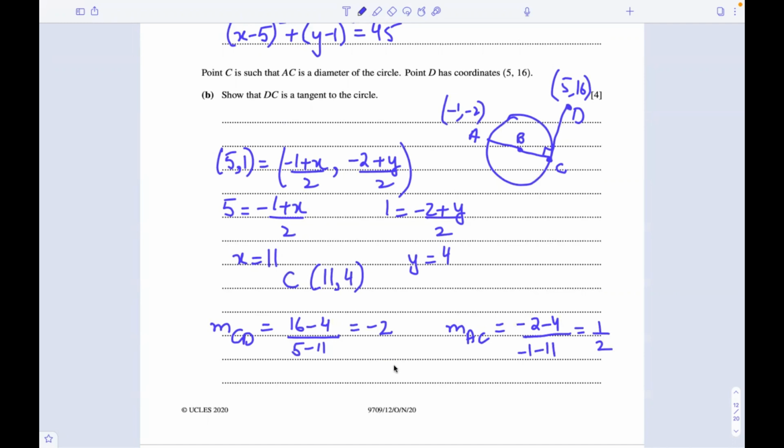Now, as we have the two gradients, to show that they are perpendicular, we can just show that when the two gradients multiply, the answer is negative 1. This shows that the two lines are perpendicular. So multiplying minus 2 by half, we have a minus 1. Hence it's proven that DC is perpendicular to the radius AC, as AC is the diameter and the gradients are negative reciprocals, so we can say that DC is a tangent to the circle.